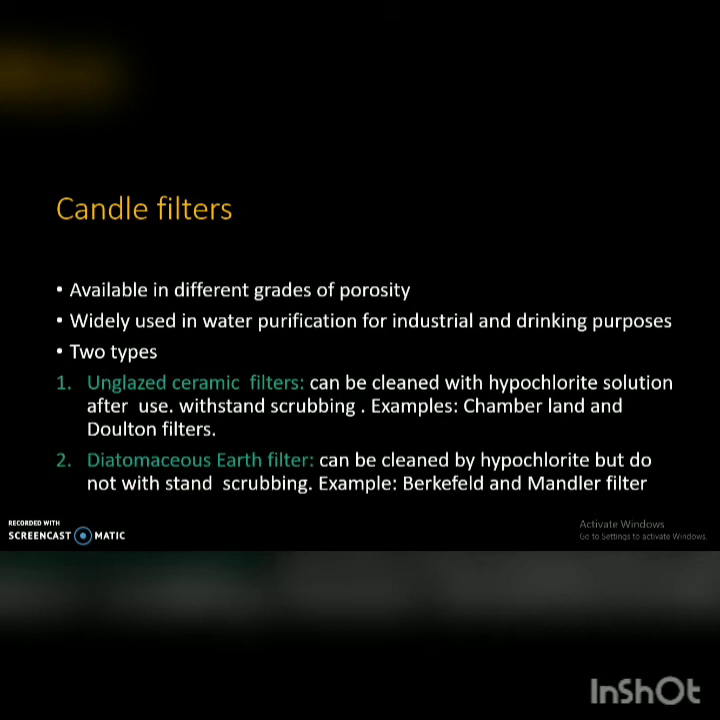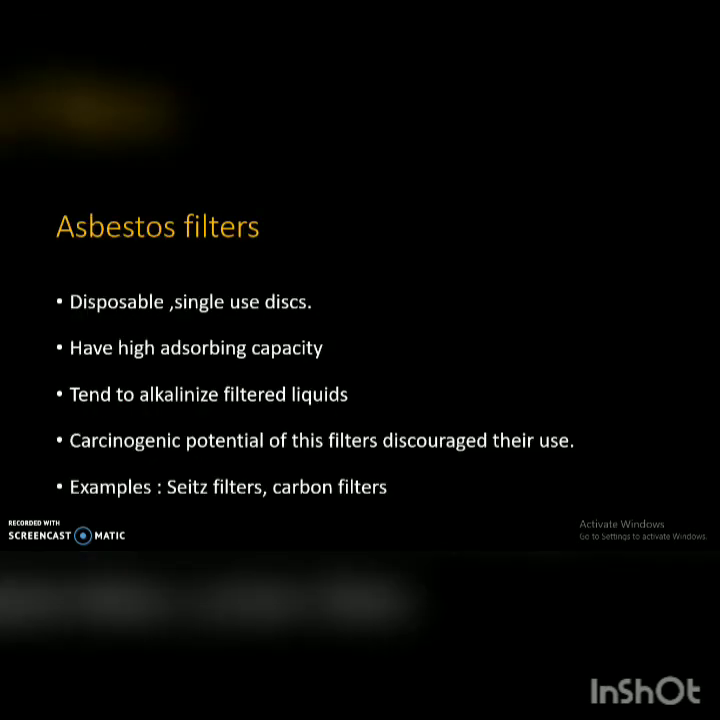First, we can see candle filters. They are available in different porosities, widely used in water purification both for industrial and drinking purpose. Two types can be seen: unglazed ceramic filters and diatomaceous earth filters. Both can be cleaned with hypochlorite solution, but the unglazed ceramic filter can withstand scrubbing, but the diatomaceous earth filter cannot withstand scrubbing. That's the difference. Examples are Chamberlain and Dalton filters, and diatomaceous earth filter examples are Berkefeld and Mandler filters.